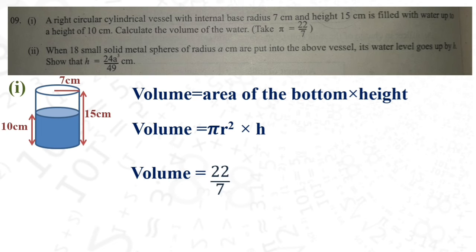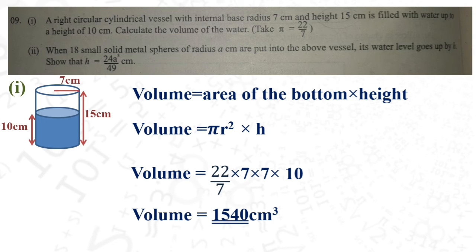22/7 as pi and r as 7 into 7 and h as 10, because we have to find out the volume of the water, not the cylinder. So you should take the height as 10. Then when you simplify, you will have the answer easily, 1540 cubic centimeters. Don't forget the unit, that is cubic.